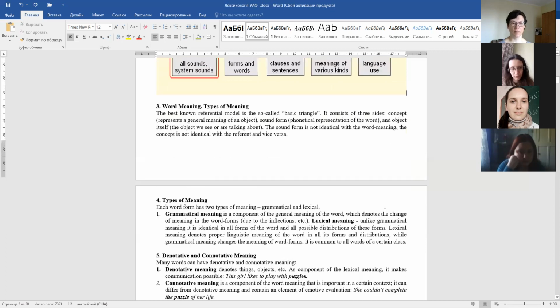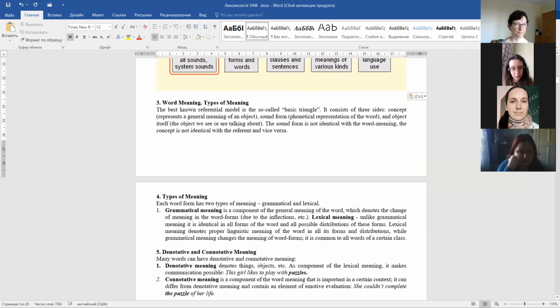Okay, good. Marin, types of meaning. What meaning? Types of meaning. The best known referential model is the so-called basic triangle. It consists of three sides. Concept represents a general meaning of an object. Sound form, the phonetic representation of the word, and the object itself. The object we see or are talking about.